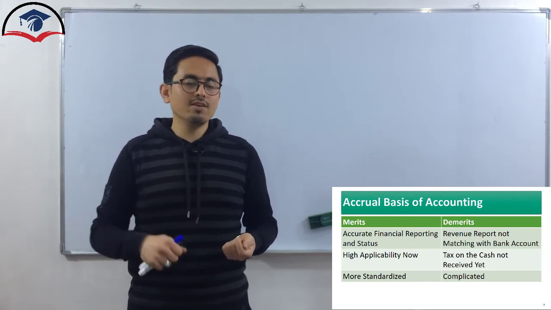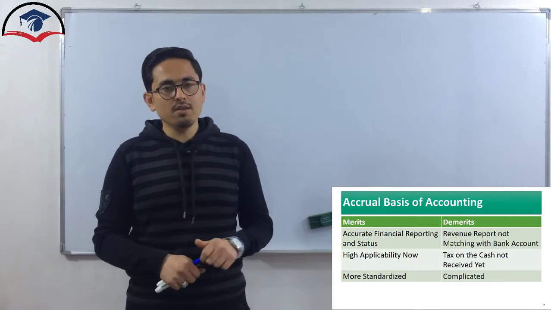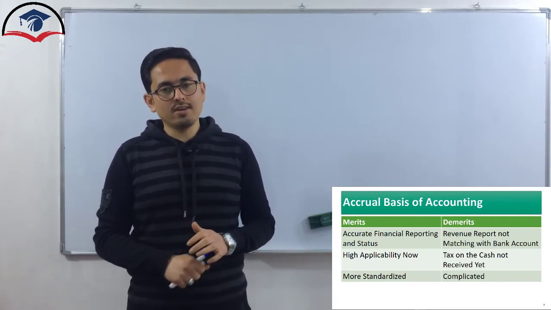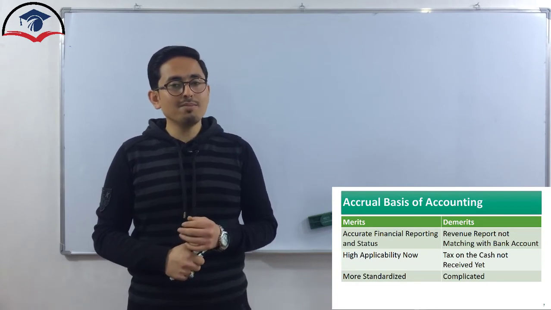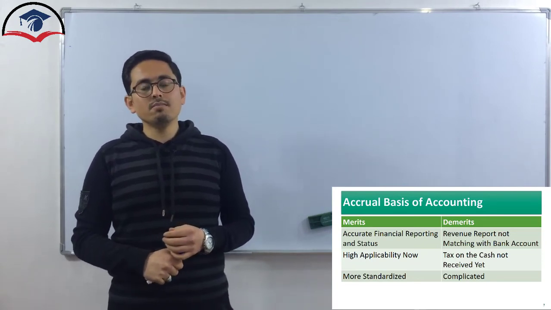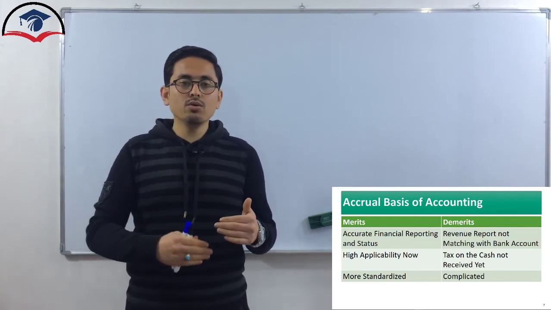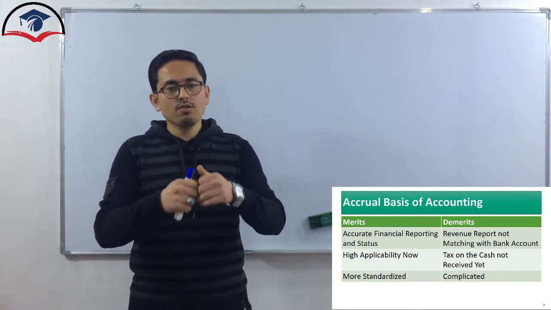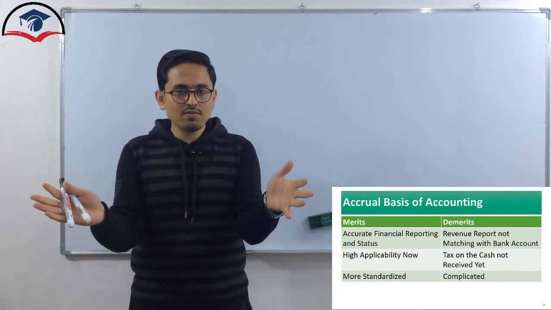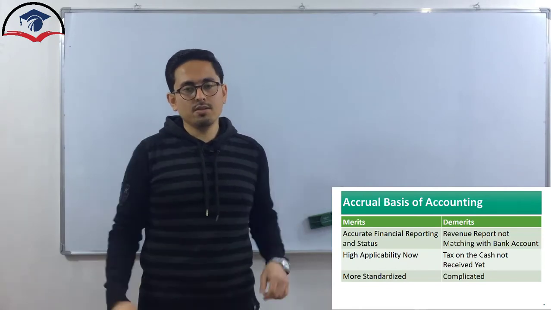So the profit or revenue you are recording and reporting is not matching with the cash available inside your bank account. And if the taxes are paid based on the accrual basis of accounting, the biggest demerit is that you're going to pay tax on the revenue for which you have not received the cash. For the cash you have not received, you're going to pay the taxes to the government.